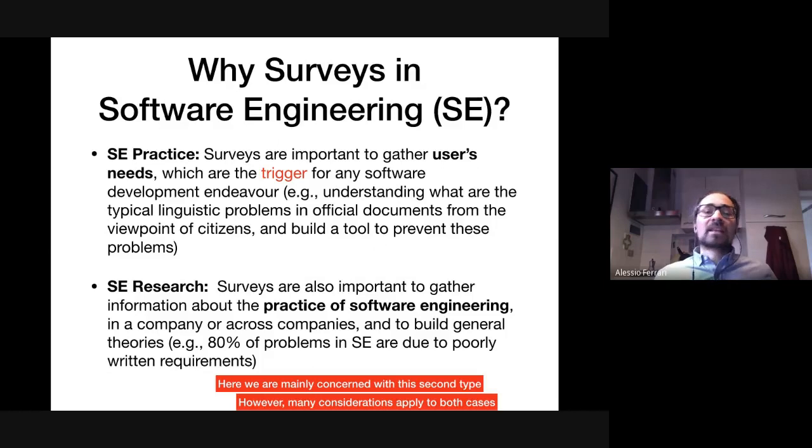Okay, here in this lecture, we are of course mainly concerned with the second type, so with software engineering research. But all the considerations that will be made are useful also for the software engineering practice and the market analysis. So you can use the guidelines that I'm giving you also for these other scenarios of application of surveys.